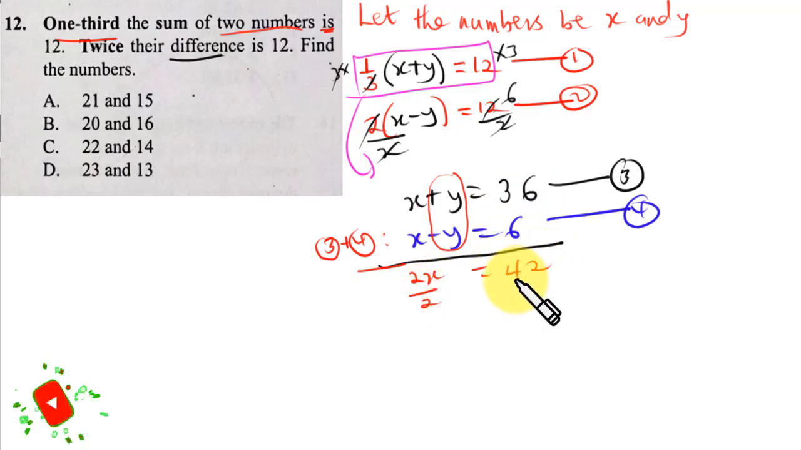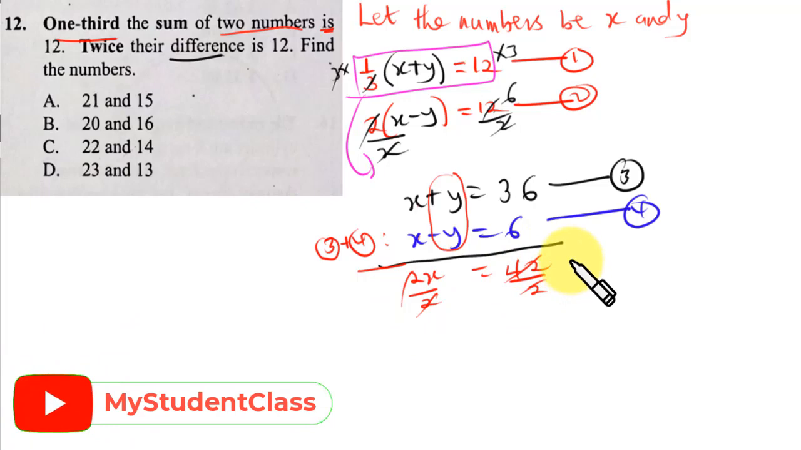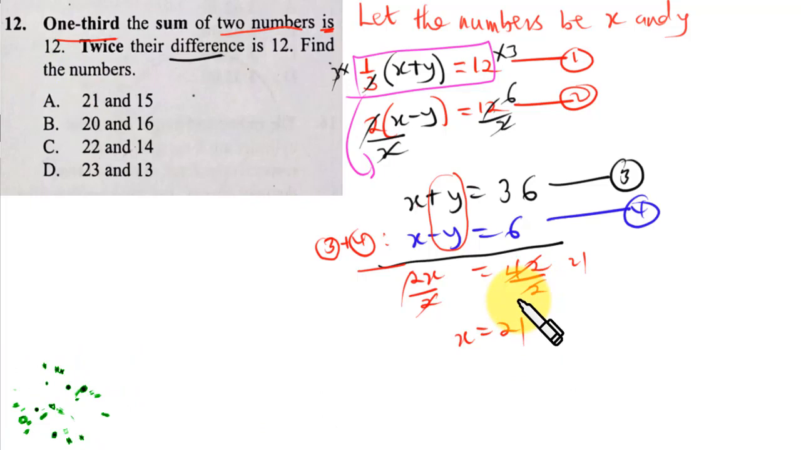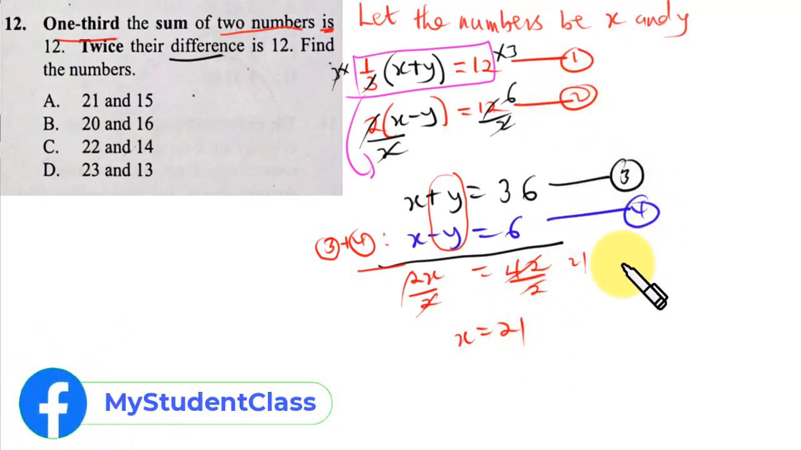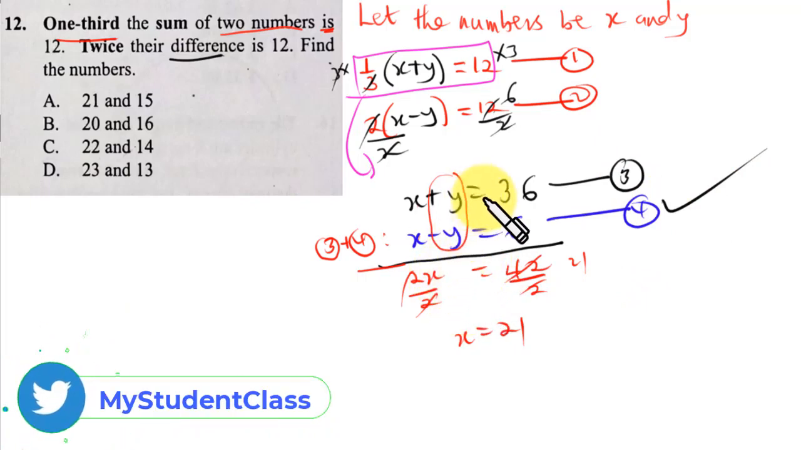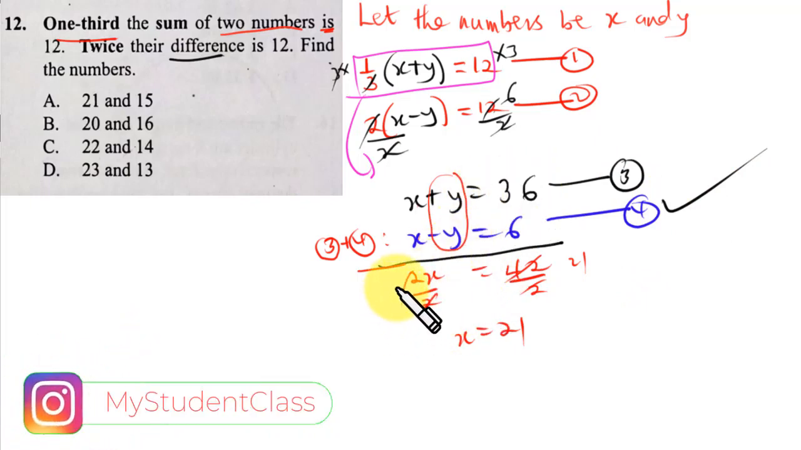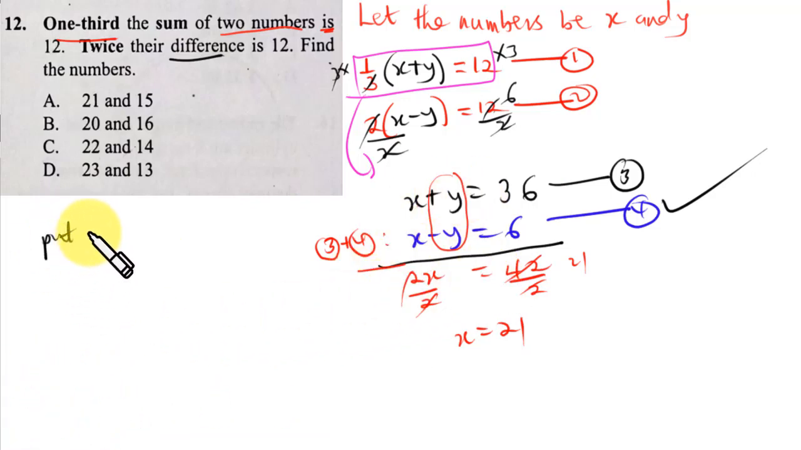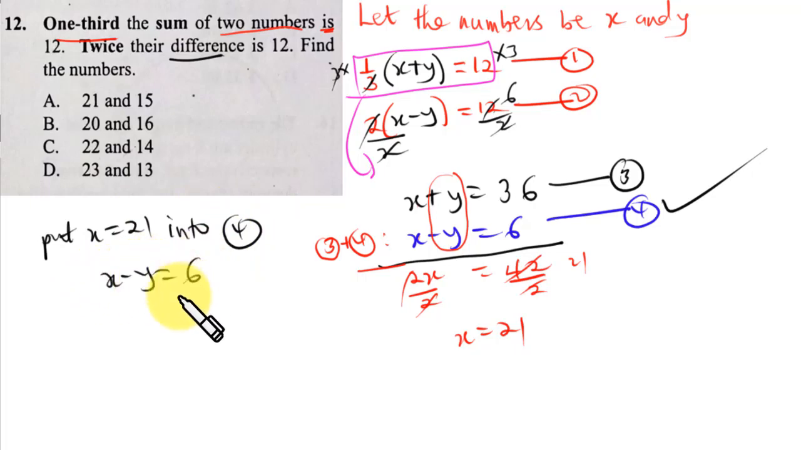So to find x, I need to divide through by 2 here. So x is equal to 21. So that is one of the numbers. So I can put this in equation 1, 2, 3, or 4, but I think the easiest will be equation 4. Or maybe even equation 3 is also cool. So you can choose 3 or 4. So I'm going to say put x equals 21 into, let me pick equation 4 here. So I'll say x minus y equals 6. So where I see x, I have to put 21 there. So I'm going to have 21 minus y equals 6.